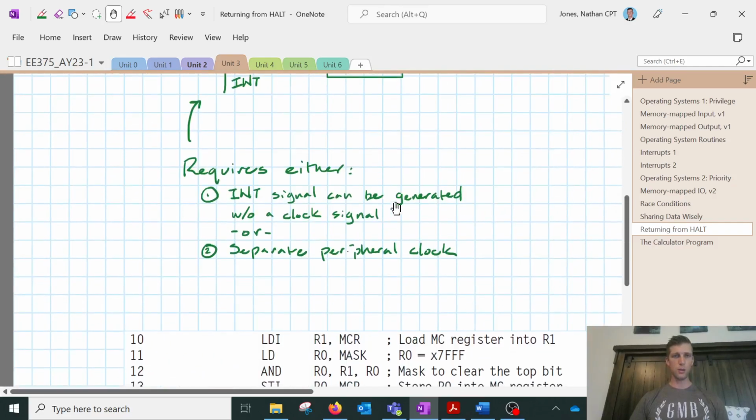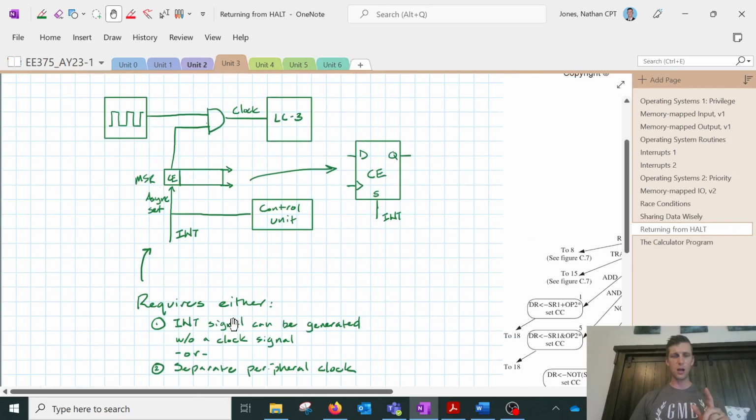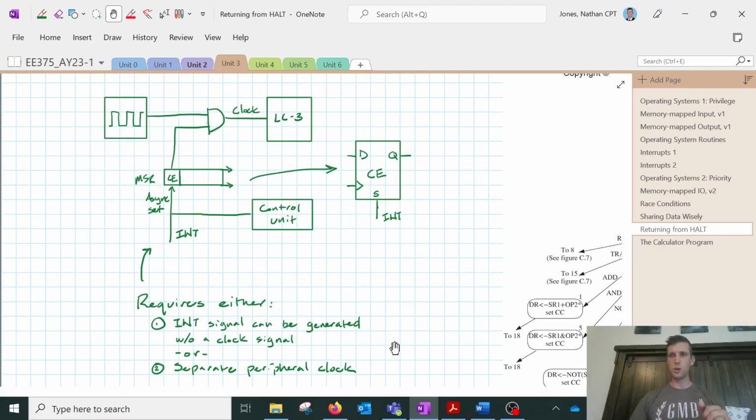The one catch is that we have to be careful that generating the interrupt signal either doesn't require the clock signal, or we set up our processor so that the clock enabled bit turns off the main clock to the processor, but there is a separate clock signal that goes to the peripherals that allows the interrupt signals to be generated.